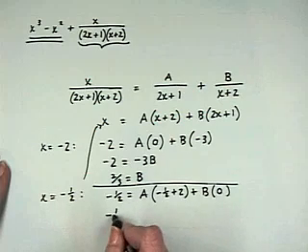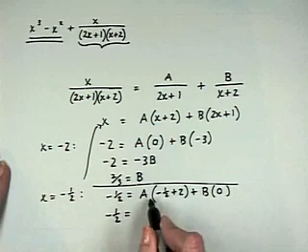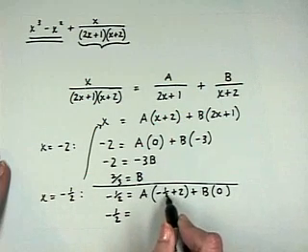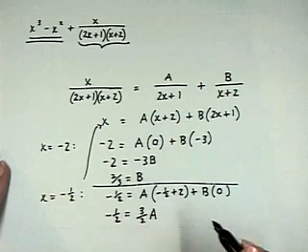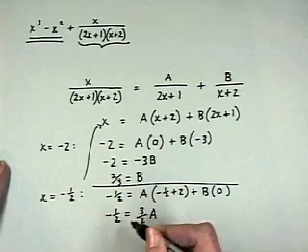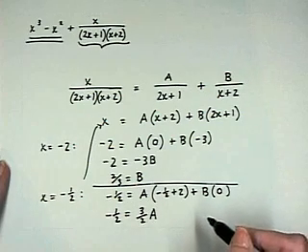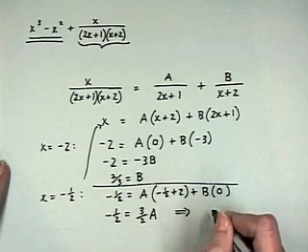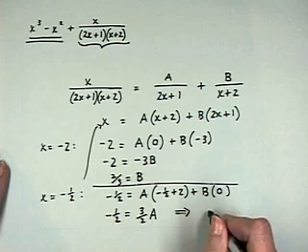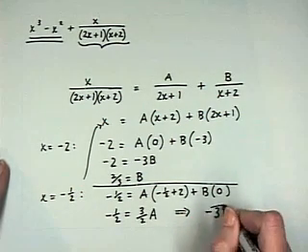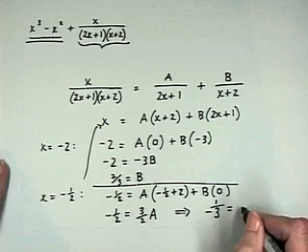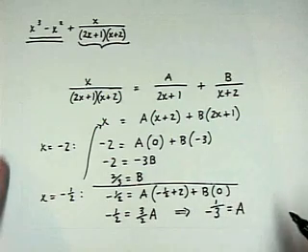We end up with negative 1/2 equals, and when I add 2 and negative 1/2, that gives me 3/2 times A. Multiplying both sides of the equation by 2/3 tells us that what we can end up with here is negative 1/3, multiplying by 2/3, equals A.